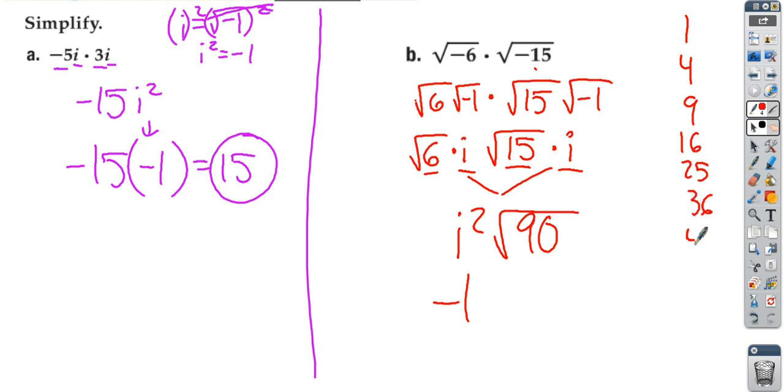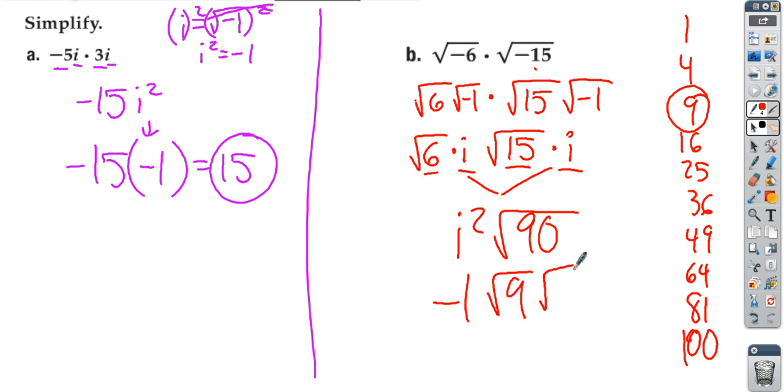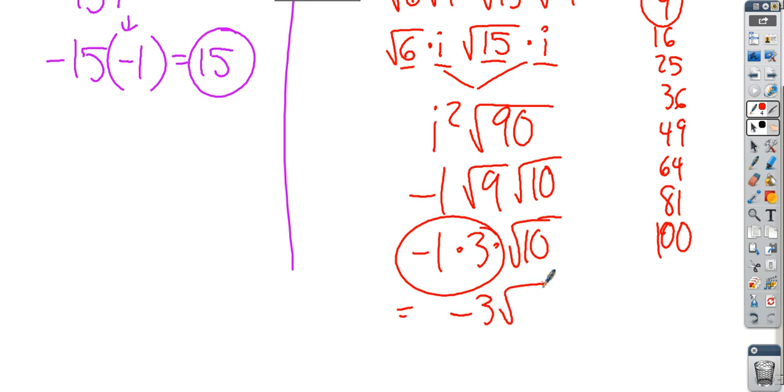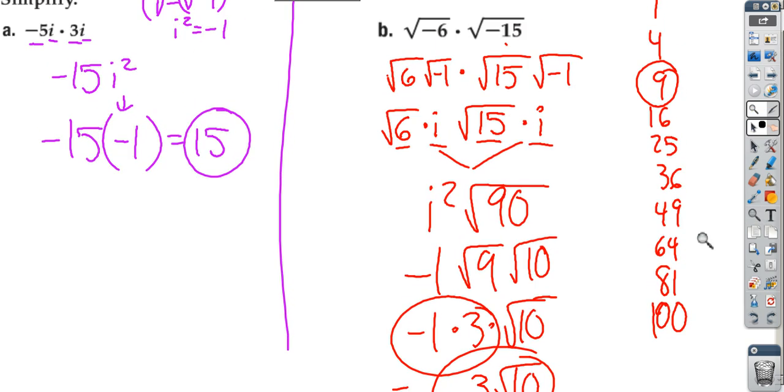So if you look at 90, let's go up to 8 squared here. 90 has this number that goes into it. So 90 can be written as 9 times 10. Root 9 times root 10 would be root 90. And what is the square root of 9? That's equal to 3. Can't do anything more with 10. It is 5 times 2, but neither 5 nor 2 are perfect squares. So your final answer would be negative 1 times 3, which is negative 3, times root 10. That's the simplified version of radical negative 6 times radical negative 15.